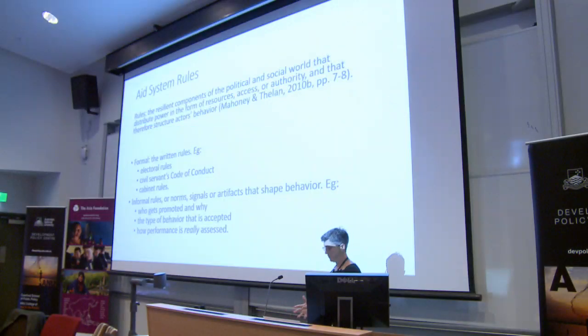So the rules. The rules are the stickier parts of the aid policy system. They're durable and harder to change. They're resilient. And it's the rules that convey power. They say who can do what and when, who can be or has to be consulted, who has access to resources, who doesn't, who makes the decisions, and who can't. So we have the formal rules, like key pieces of legislation.